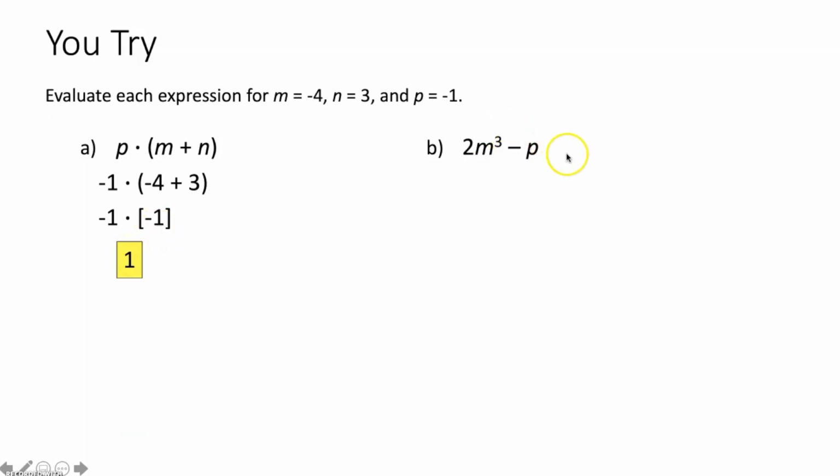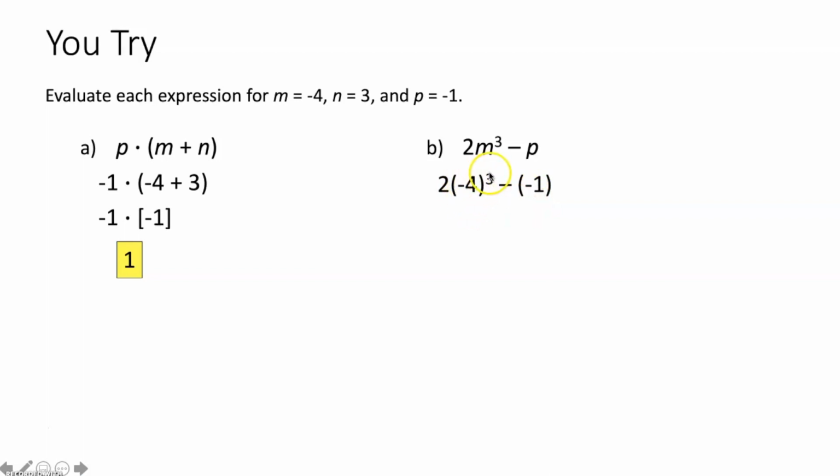Over here, evaluating this expression, we need to take negative 4, plug it in for m here. We need to take negative 1, plug it in for p here. Now we need to simplify this expression using the order of operations, PEMDAS. So we start with P, parentheses. Is there anything to do inside these two parentheses? No. So we move on to exponents. Are there any exponents here? Yes, we have negative 4 to the third power.